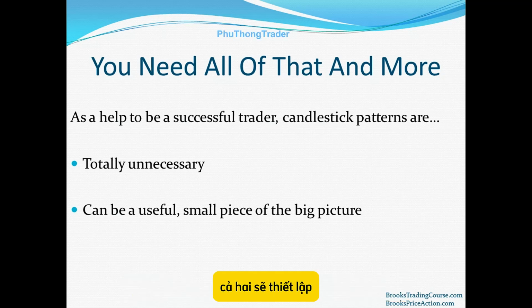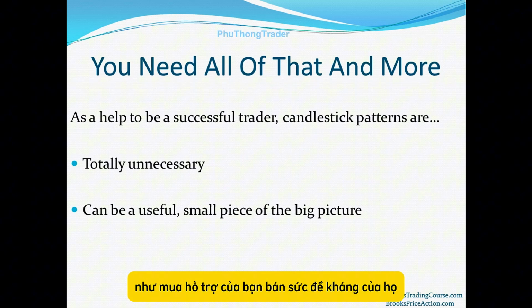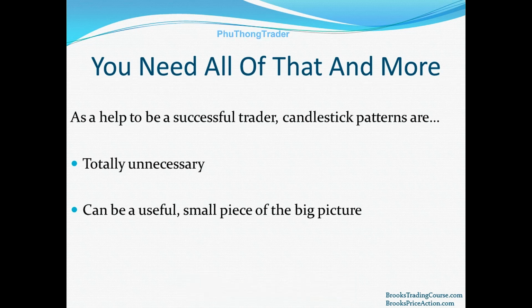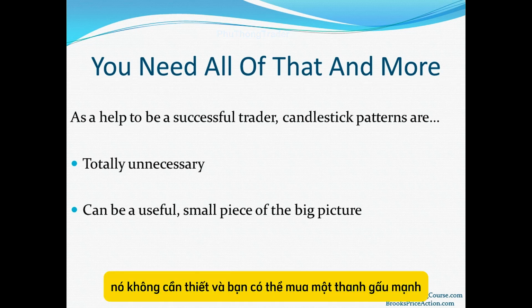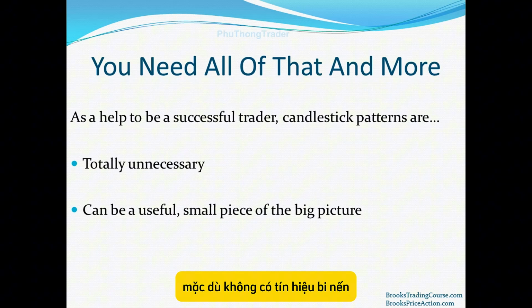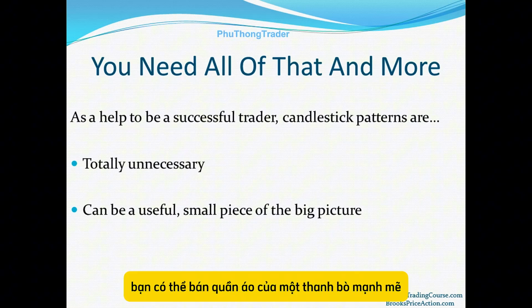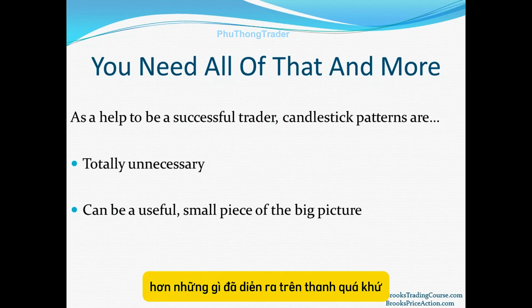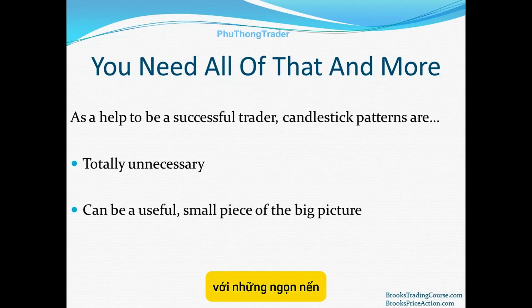Both go into making a setup, and the best setups have a strong context, like buying near support, selling near resistance, and a good signal bar to help trigger the trade. But the signal bar is just helpful. It's not necessary. And you can buy the close of a strong bear bar in a bull trend, even though there's no candlestick buy signal. You can sell the close of a strong bull bar in a strong bear trend, even though there's no candlestick sell signal. The context, what took place to the left, is far more important than what took place over the past bar or two or three with the candles.